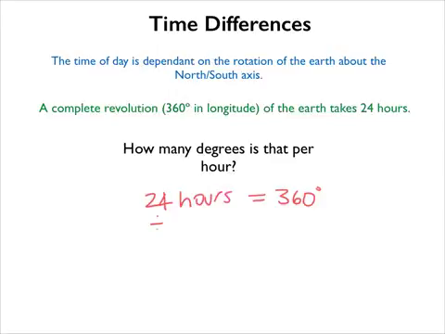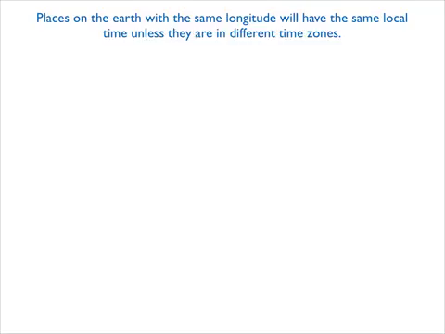So we divide both sides by 24 to find what happens in 1 hour. And we get that 1 hour is equal to 15 degrees. So that's going to help us with being able to work out the time differences using longitude. Remember, this is on the formula sheet, so you don't need to remember it. So places on the Earth with the same longitude will have the same local time, unless they are in different time zones.